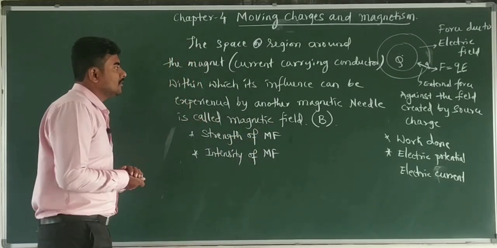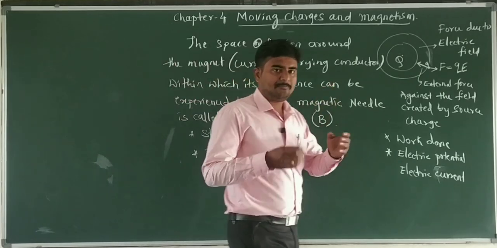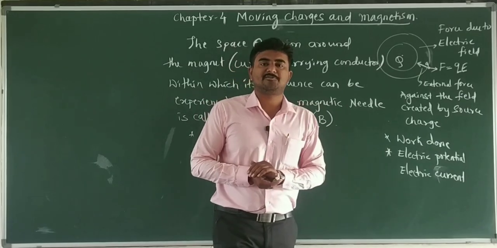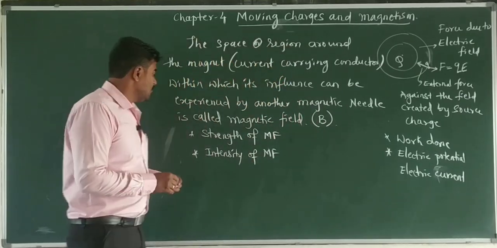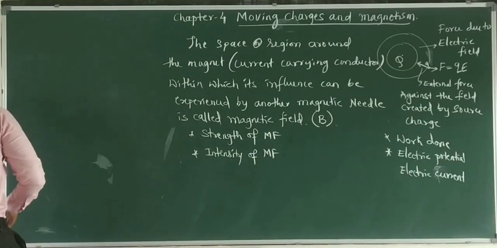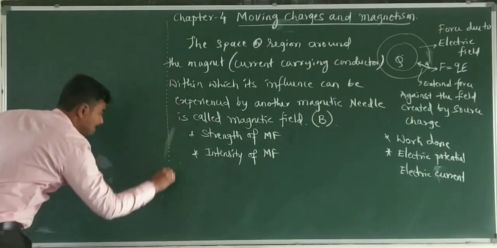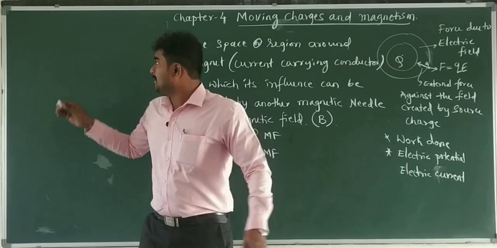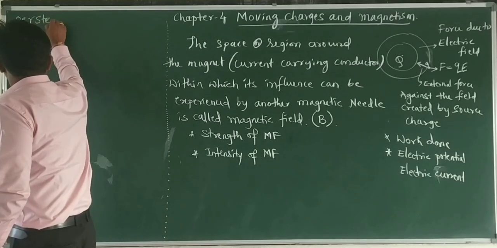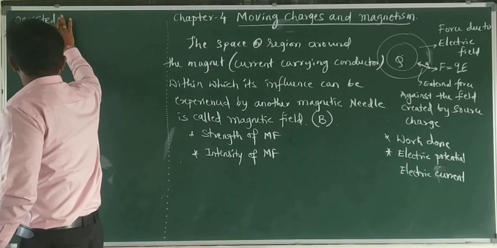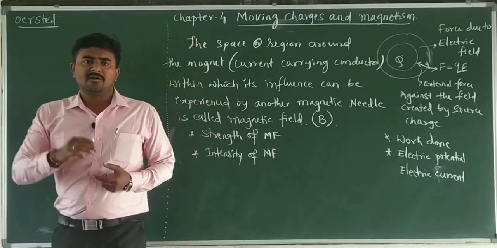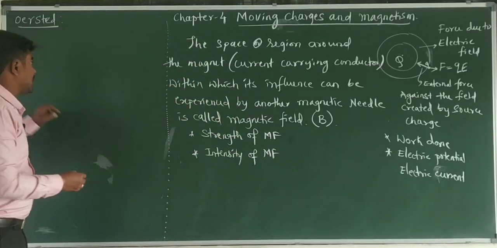And this force experienced by a current carrying conductor was first explained by Oersted. Oersted is the name of the scientist. See here. Oersted was performing a certain experiment regarding current. See here.